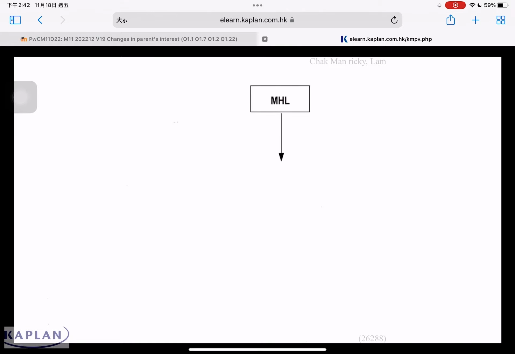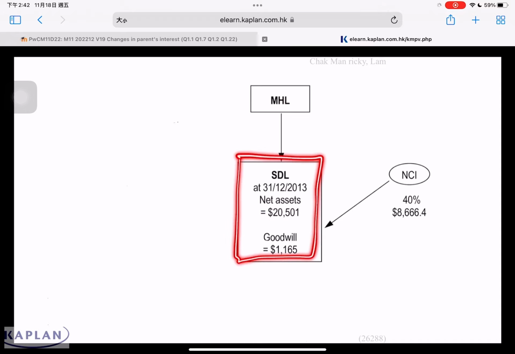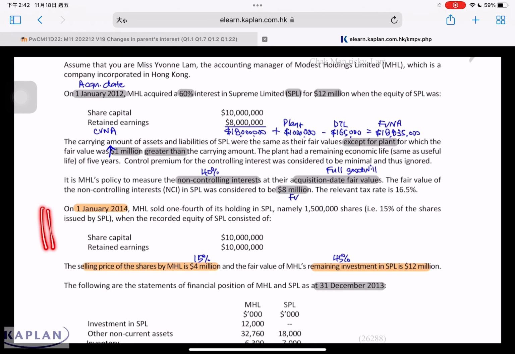MHL's investment in SPL at 31st December 2013, after 2 years of acquisition. The net assets of SPL are equal to 20501. The goodwill consolidated before the control is lost is 1165. NCI represents 40%, 8666.4. If this is the amount of assets and liabilities consolidated, 8666.4 belongs to NCI, how much belongs to the parent? The 60%, 12999.6. This is the figure before the change in parent interest in the subsidiary.